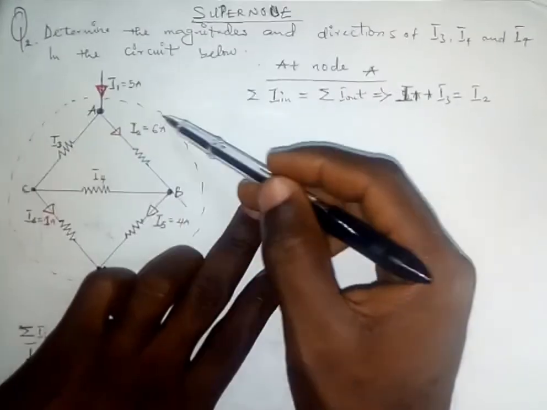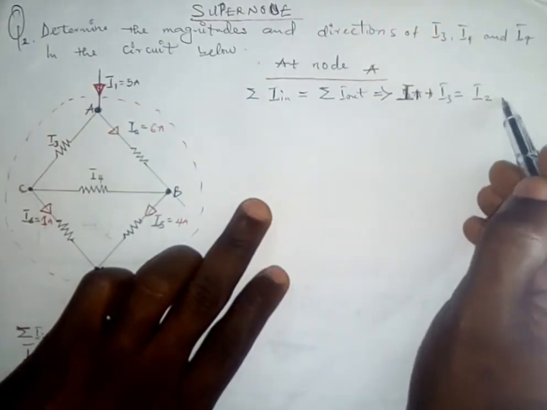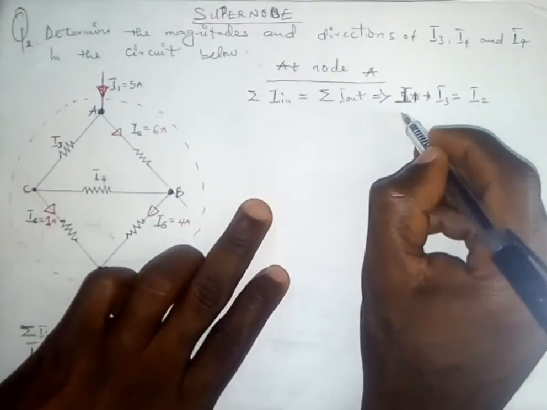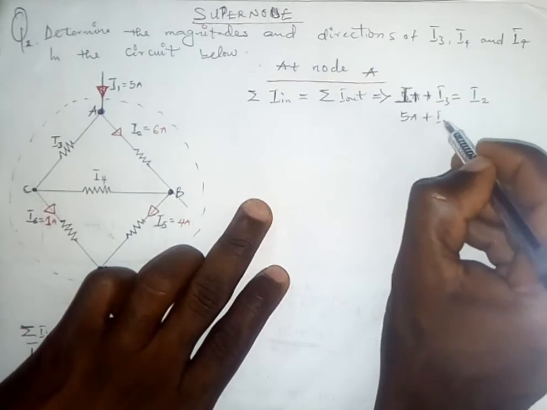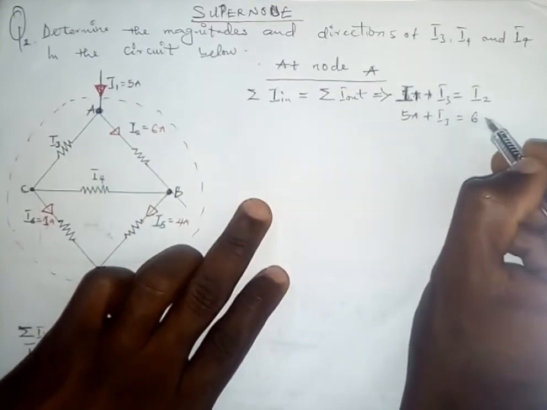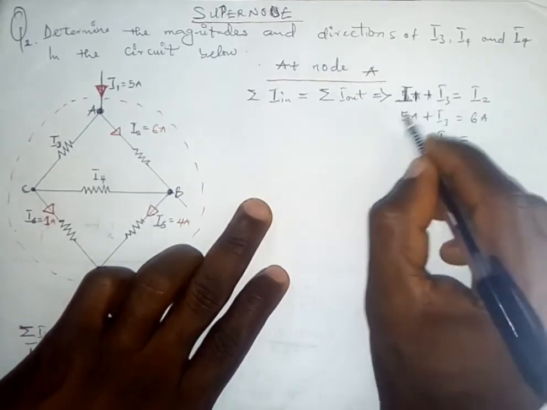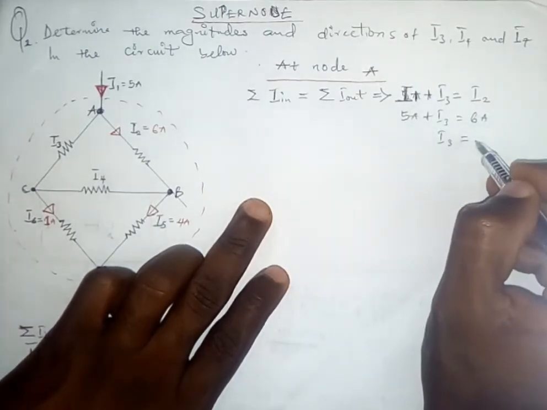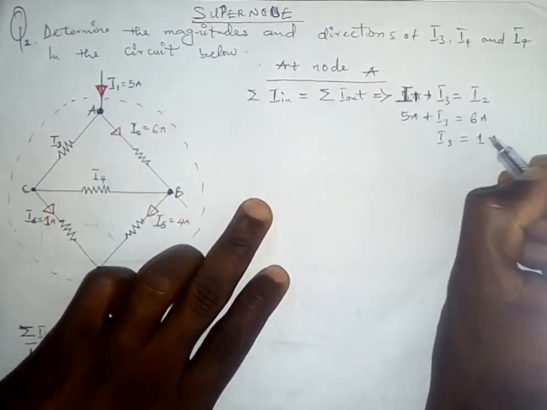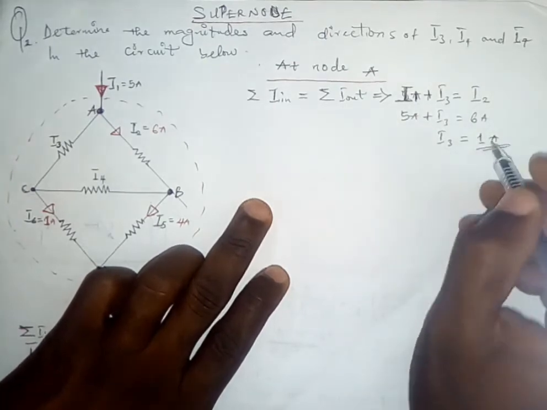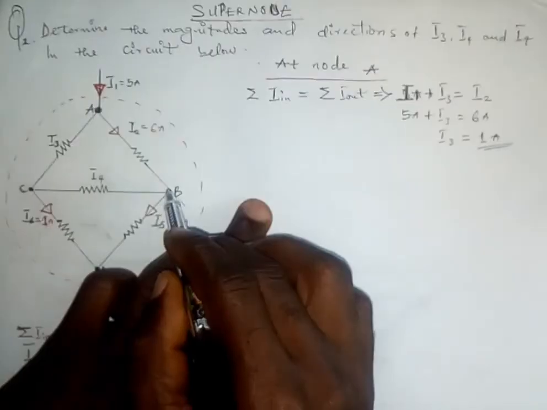So that is why we have our I3 on the side of I in. I2 is the one that is outside. So our I1 is 5 ampere plus I3, which is equal to 6 ampere. So by the time we do this, our I3 will definitely give us, if we transfer this one, 1 ampere. So if we transfer it, that's what we are going to have. Now we are not done with that, so the next thing is we move to the next node.